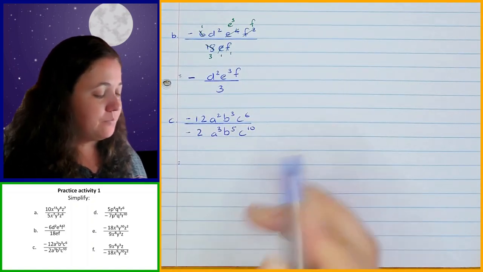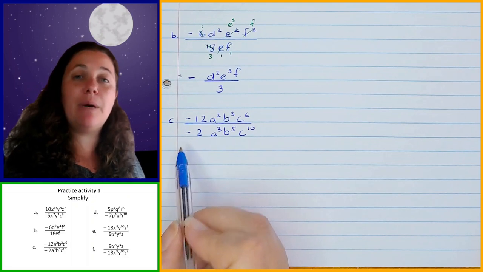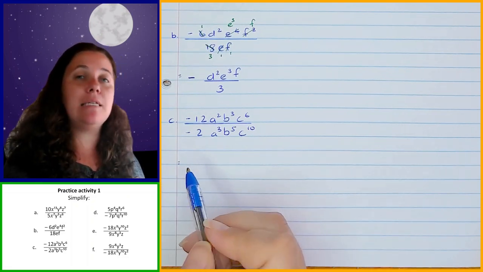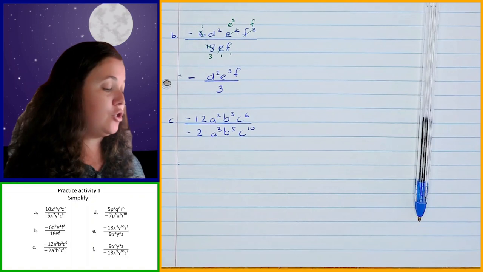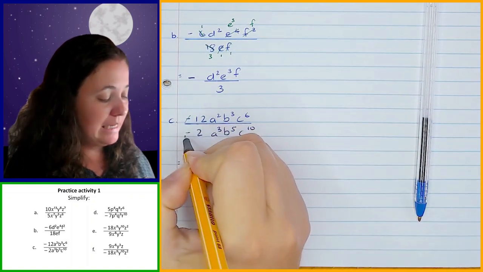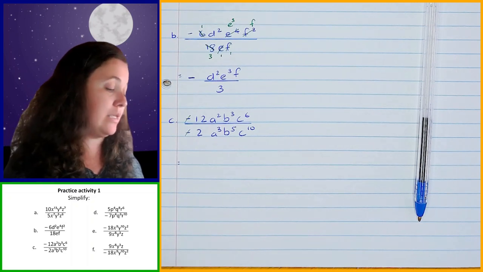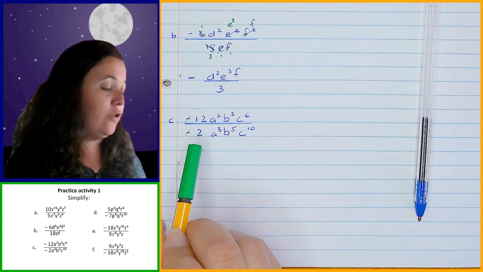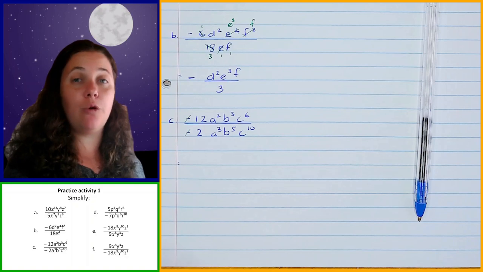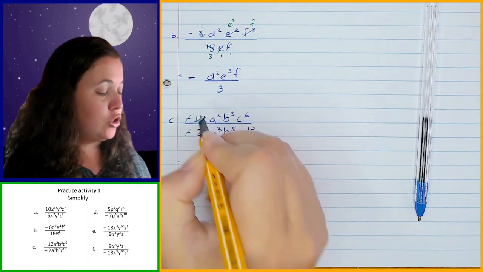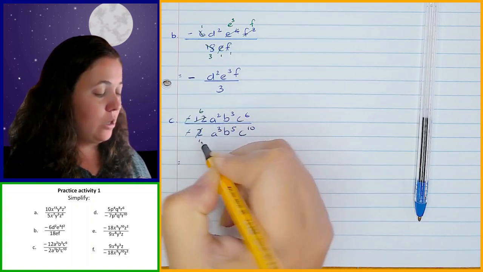Question C, we've got a negative divided by a negative. So the first thing I need to do is make sure that I know that those two negatives basically cancel each other out. Okay, so a negative divided by a negative gives me a positive answer. Then I've got 12 divided by 2. The highest number that goes into both of those is 2. So 2 goes in there 6 times, 2 goes in there once.